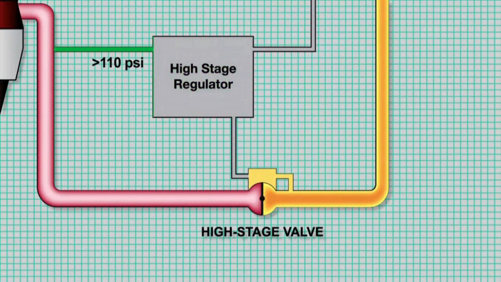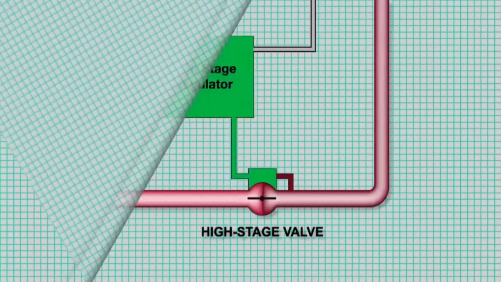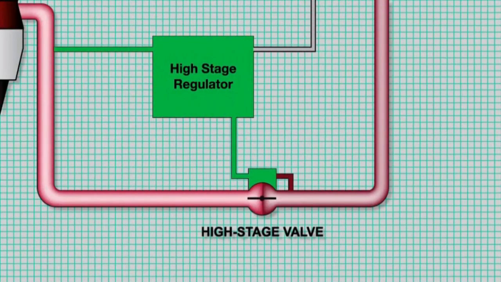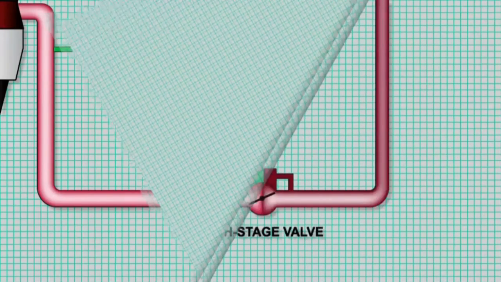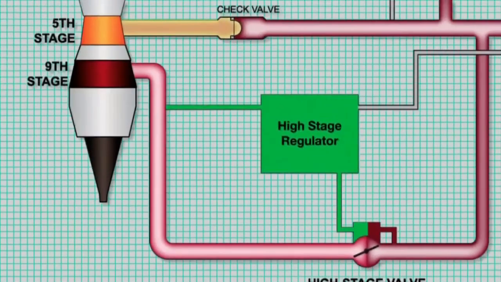Note that during engine start, reverse flow can occur. When this happens, pressure from the downstream sense line causes the HSR to remove control pressure from the HSV, which in turn causes the HSV to close, preventing the reverse flow to the ninth stage.